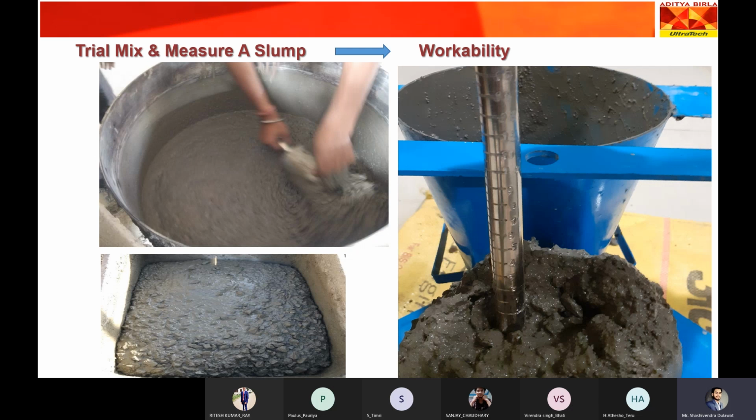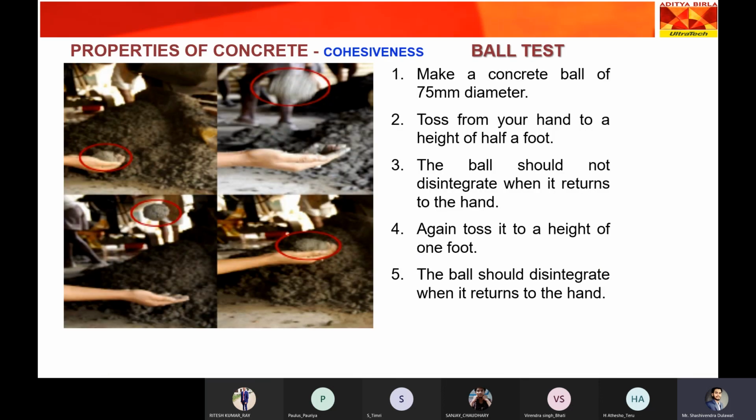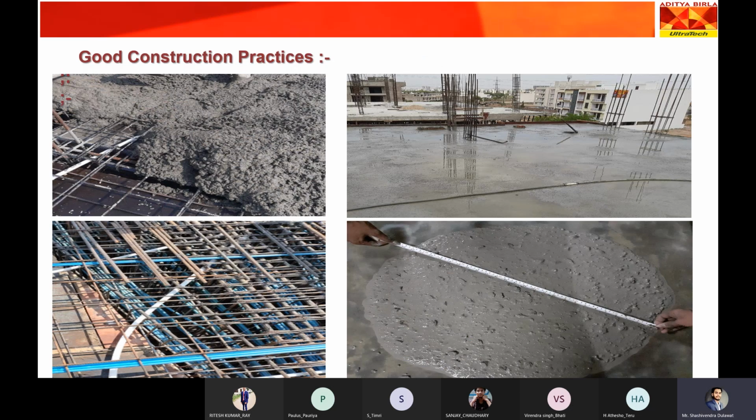Here you can see the images of some trial mixes. While we make the concrete, at that time we will check workability with the help of the slump apparatus. This is the method of checking workability. By the wall test, they will check the workability, and for good construction practice, here you can see the placing of concrete, the method of placing of concrete.